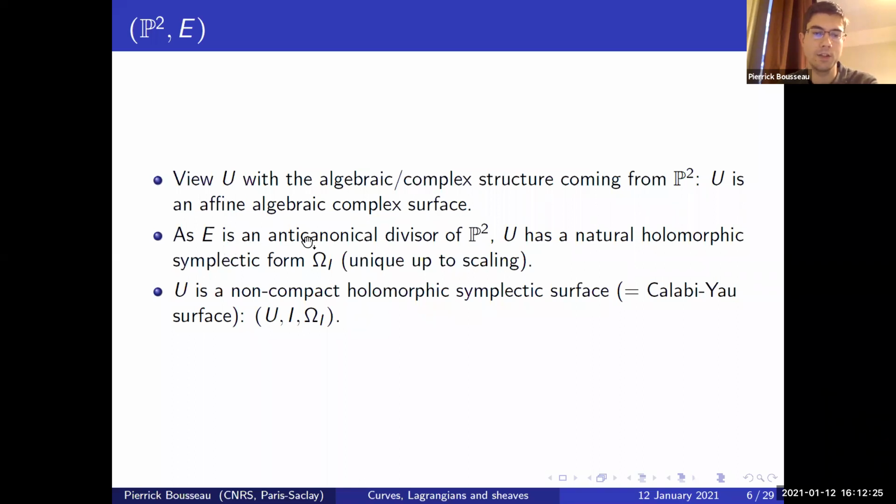And as E is an anticanonical divisor of P2, U admits a natural holomorphic symplectic form that I denote by omega I, which is unique up to scaling. So it's a 2-form on P2, which has a first order pole along E, and so which is holomorphic on the complement U. So the conclusion is that U is a non-compact holomorphic symplectic surface, or if you want, in dimension 2, holomorphic symplectic and Calabi-Yau are the same. And I will denote that by U, I, omega I, where I is really the complex structure, and omega I is the holomorphic symplectic form.